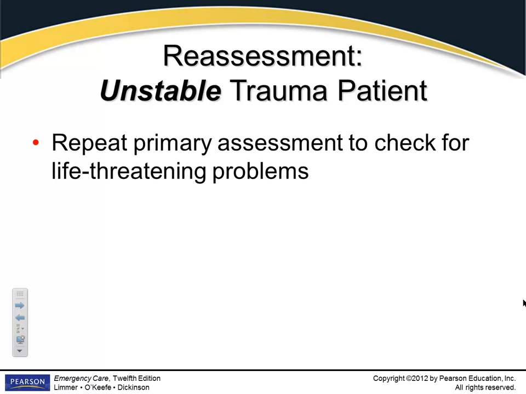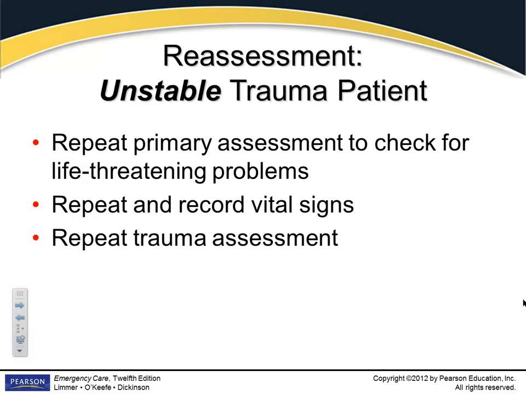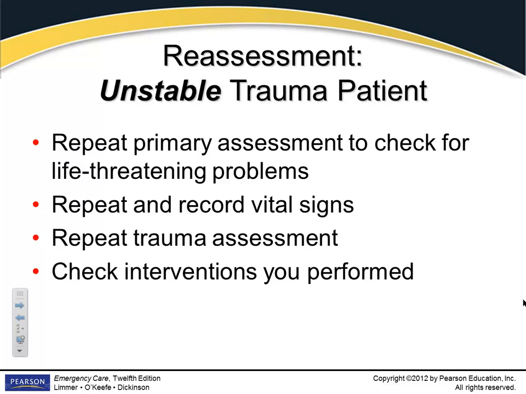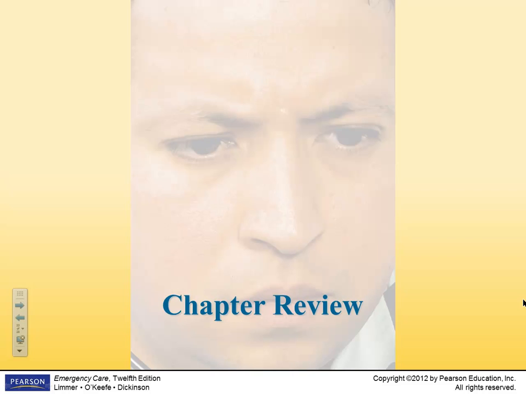If they're unstable, it's going to happen much more quickly. You're going to be reassessing your primary assessment repeatedly, your ABCs pretty much the whole time. If you have time, you'll reassess any interventions that you've done. You'll reassess vital signs. But the main thing is going to be maintaining their ABCs. And then you'll recheck them at least every 5 minutes. Every 5 minutes, not 5 seconds.